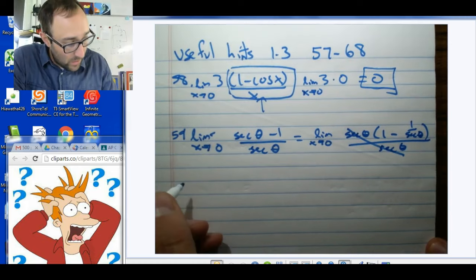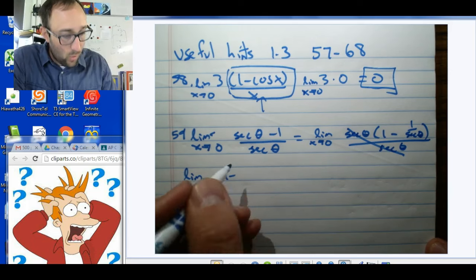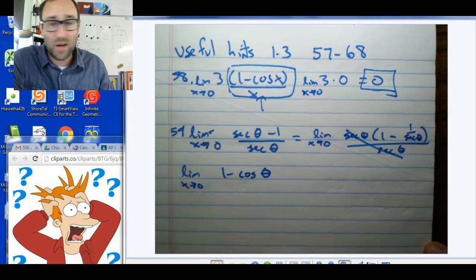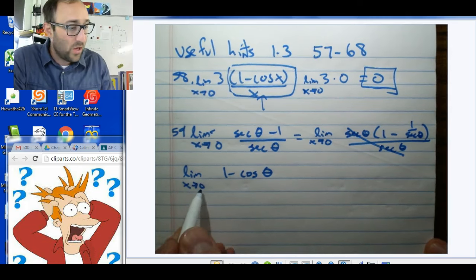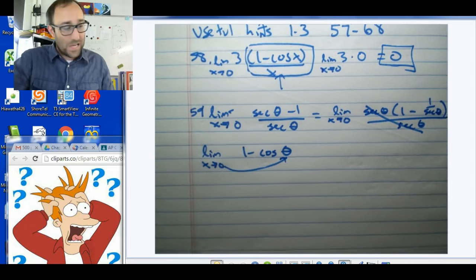So we can say that's the limit as x approaches 0 of 1 minus 1 over secant theta, which is the same as 1 minus cosine theta. We're not dividing by anything, so we don't have to worry about it. So we can just plug in the 0 now, and you'll get your answer for number 59.